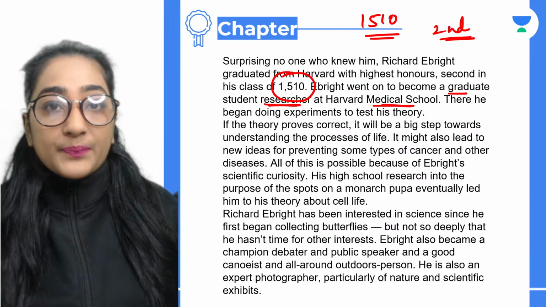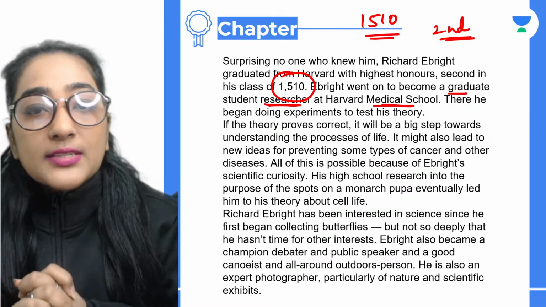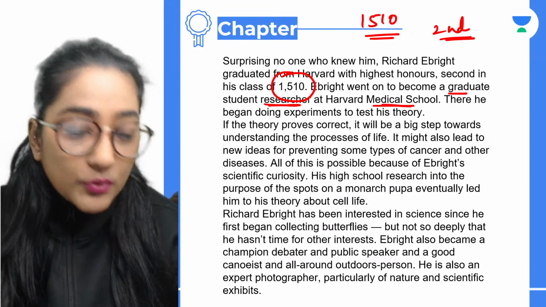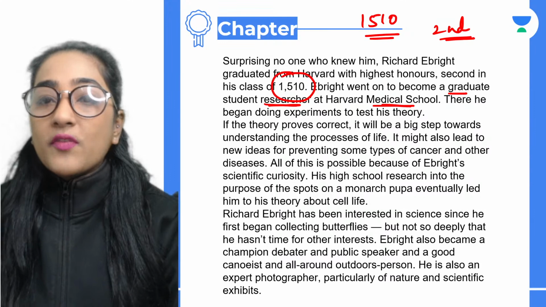So, if the theory proves correct, it will be a big step towards understanding the process of life. Now, he's like, agar theory correct prove hoti hai, to ye bahut bada step hone wala hai. Alright, ye bahut bada step hone wala hai. So, now what happened is that it might also lead to new ideas for preventing some types of cancer and other diseases.